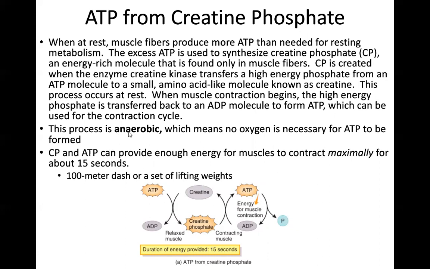This process is described as being anaerobic, which is a term we learned about earlier in the semester, meaning it does not require what? It doesn't require ATP, but oxygen. It's an ATP producing process. No oxygen is necessary. Creatine phosphate and ATP can provide enough energy for muscles to contract maximally for about 15 seconds, which is for super high intensity, short duration athletic events, activities like a 100-meter dash or a set of lifting weights, where you're doing something really, really powerful in a very short amount of time.